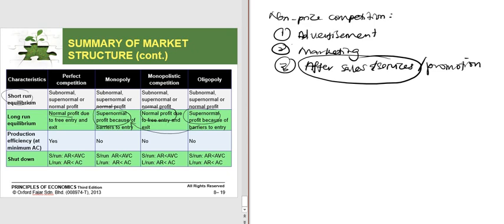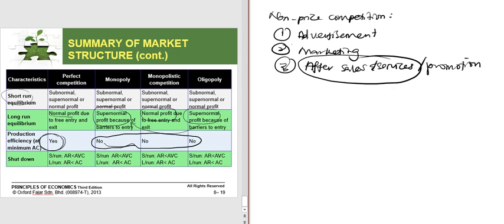Production efficiency at minimum ATC. For perfect competition, since they are price takers, in order for them to get as much profit as they can, the thing that they can do is produce at the minimum cost possible. That is how they gain maximum profit. But for other imperfect markets, they don't need to produce at minimum ATC.